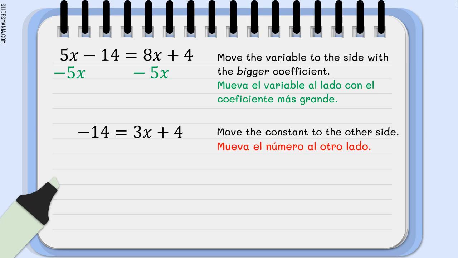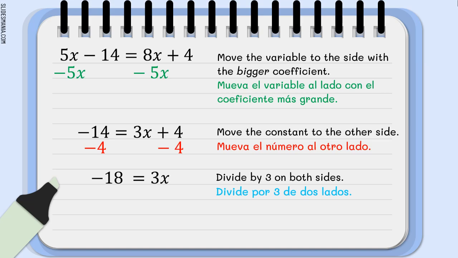Move the constant to the other side. Mueva el número al otro lado. Finally, divide by 3 on both sides. Divide por 3 de dos lados.